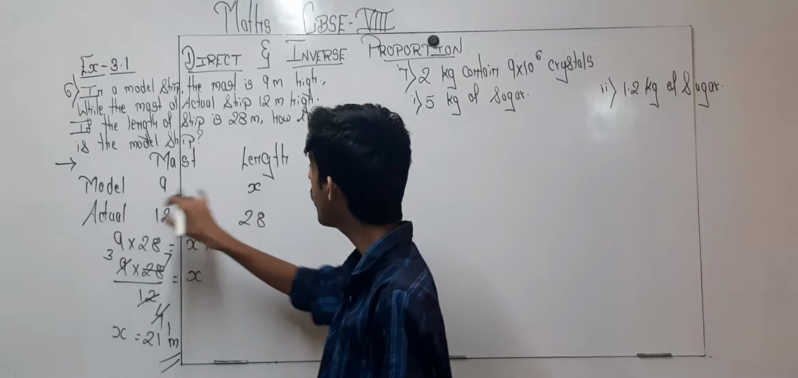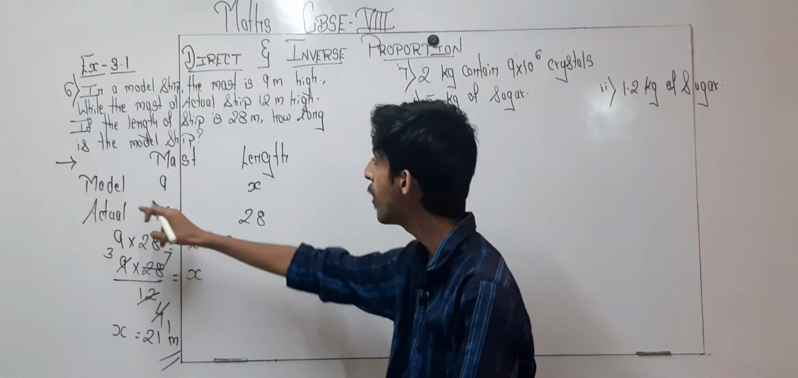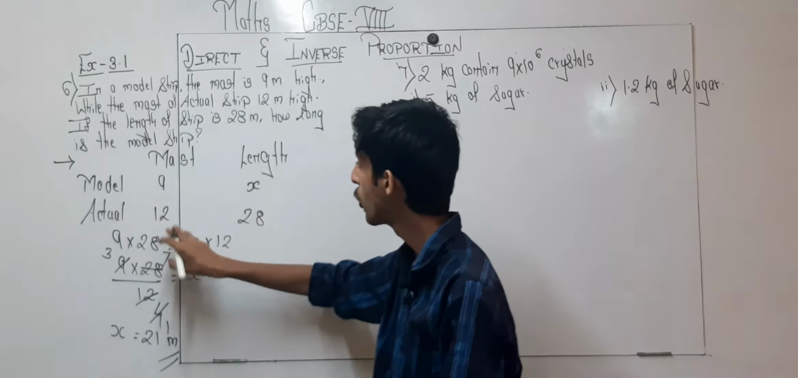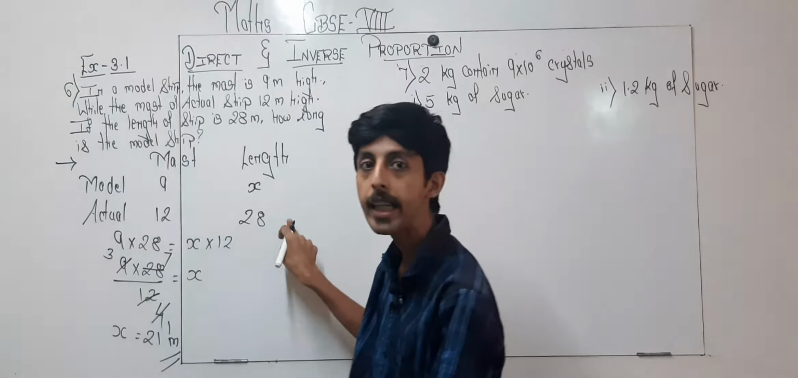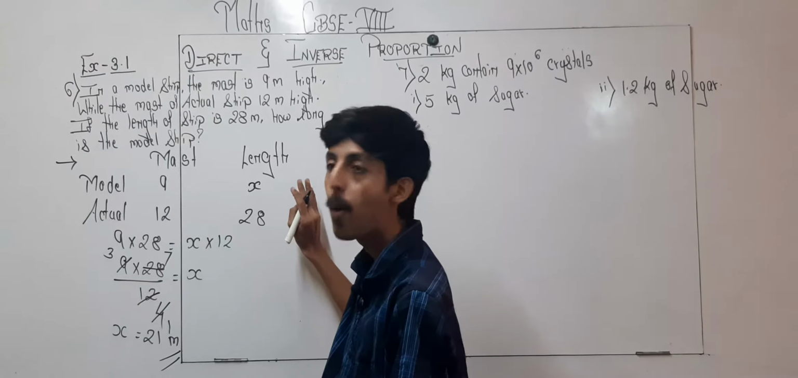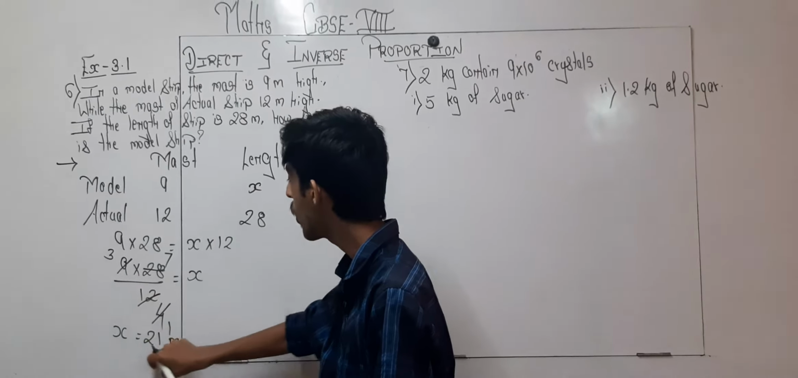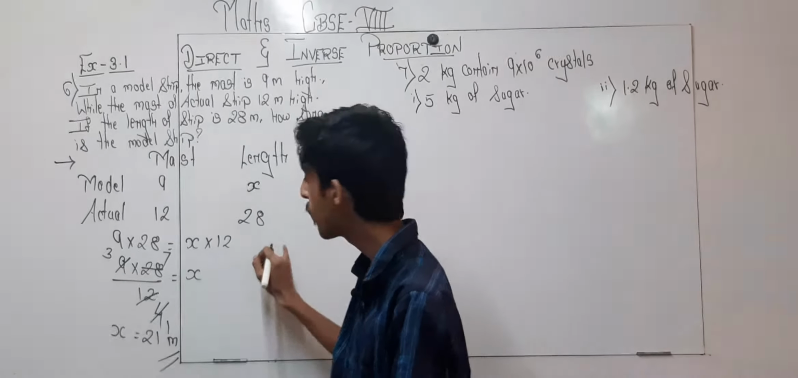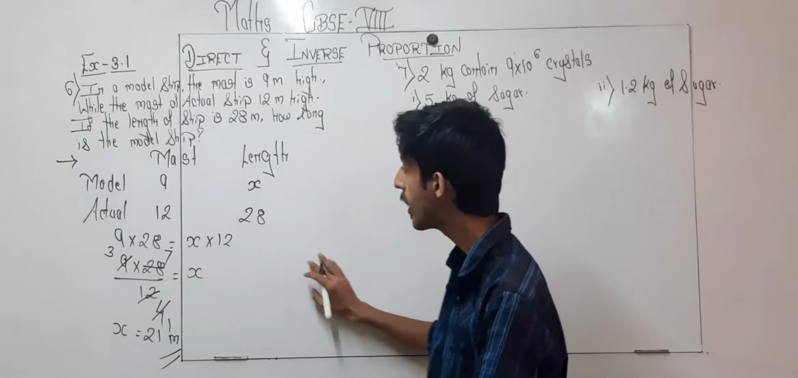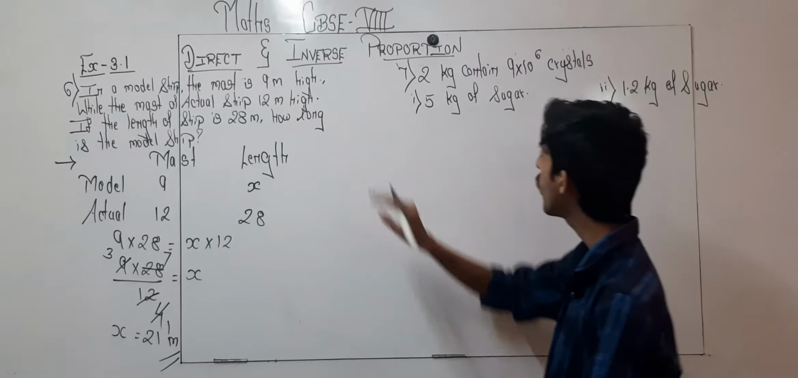Length is also being given for the actual ship. We have to find it for the model ship over here. As the actual ship is getting increased over here, its length will also be getting increased over here. So by direct method, see, 21 is getting increased to 28. So it is by direct method. Okay, understood over here. Now moving on to our question number 7.